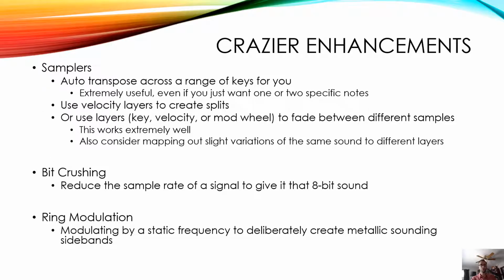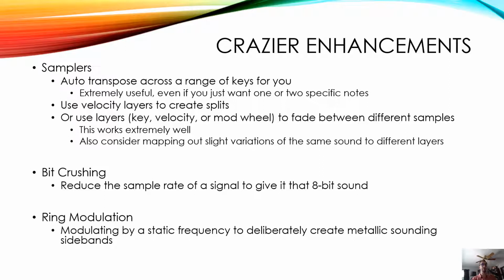Samplers, great tool. We talked about them last year. They automatically transpose across a range of keys for you, which is extremely useful even if you just want one or two specific transpositions. You can also use velocity layers to create splits, or use different layers like key, velocity, or mod wheel to fade between different samples.